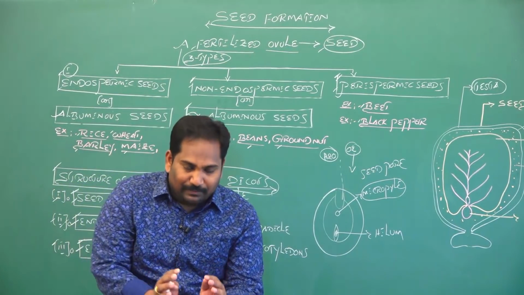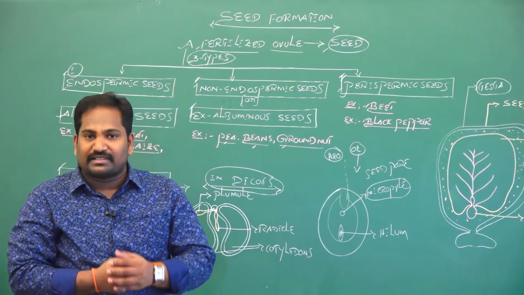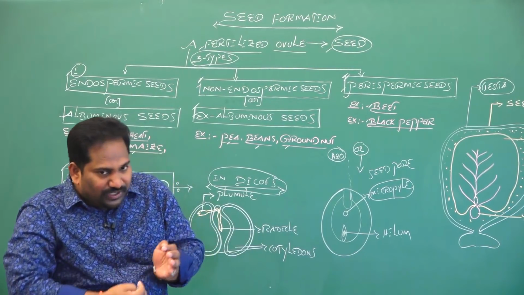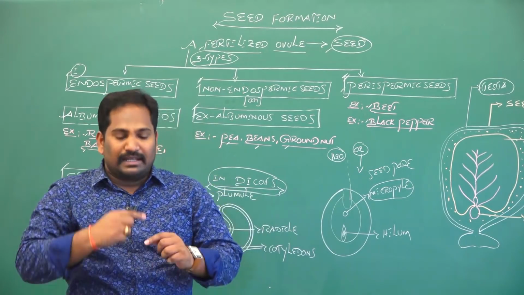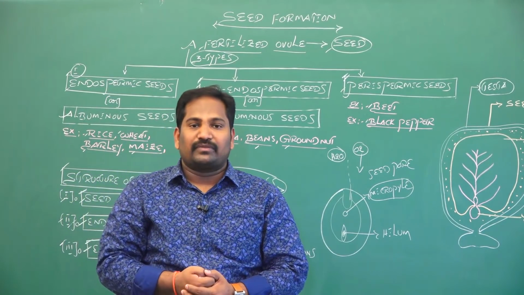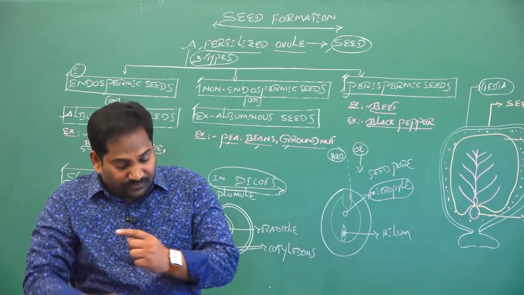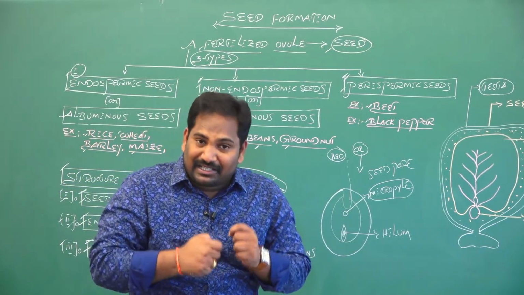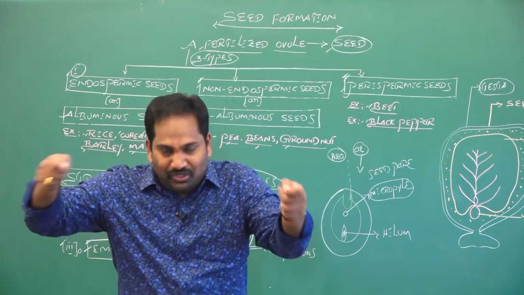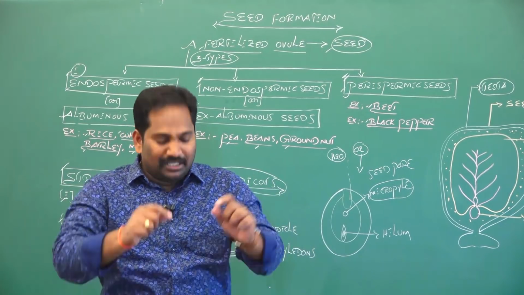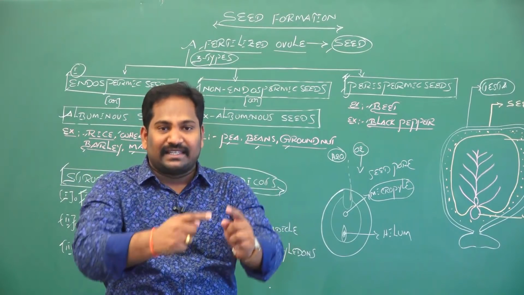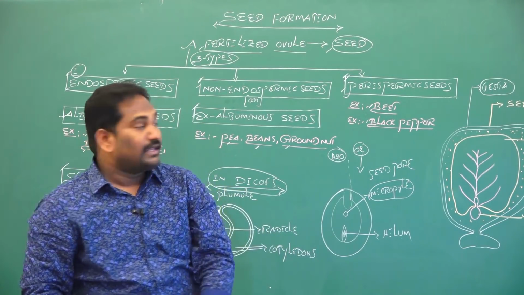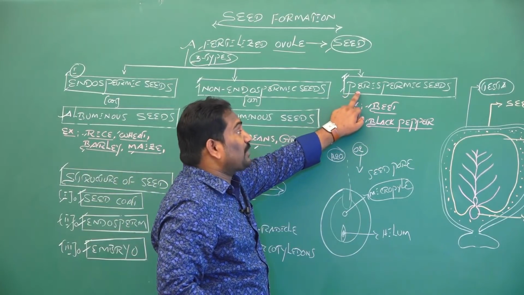Once again, the simplest meaning of perispermic seeds. In non-endospermic or exalbuminous seeds, before maturation of the embryo, the endosperm is completely utilized. In such seeds, for further growth of the embryo, food material is required. That food material comes from the nucellus, and then the embryo matures. After maturation of the seed, if the seed still has nucellus, such seeds are called perispermic seeds.